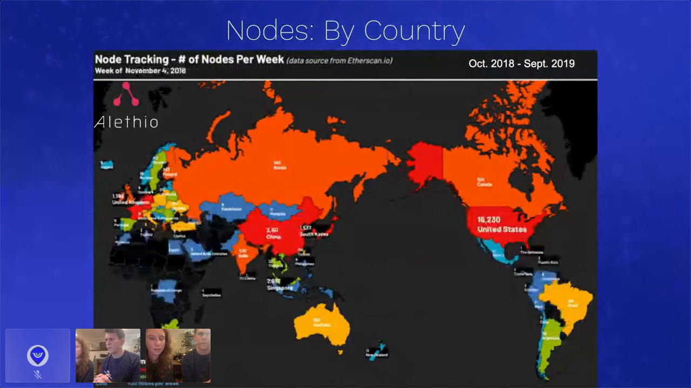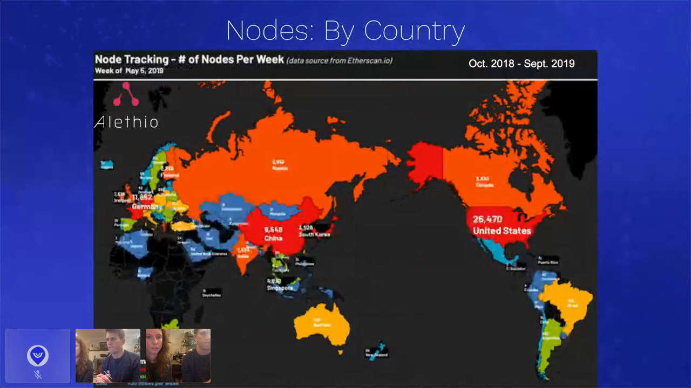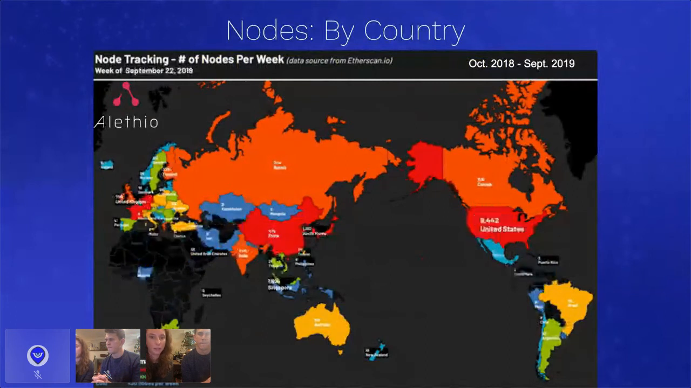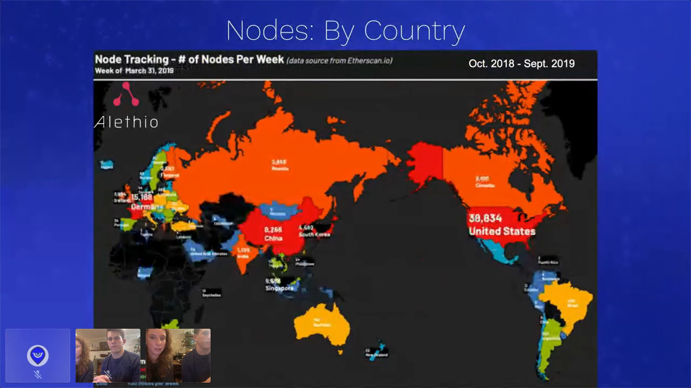So we quickly found that our first hurdle was actually trying to find this data. Data about nodes is notoriously difficult to gather, it's harder to validate, and it's very difficult to track historically. So the data in this animation is from the node tracker on Etherscan. They graciously gave us access to their historical data, which goes back to October 2018.